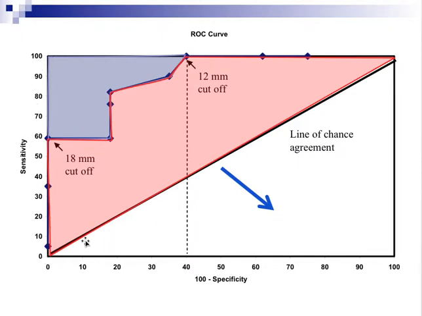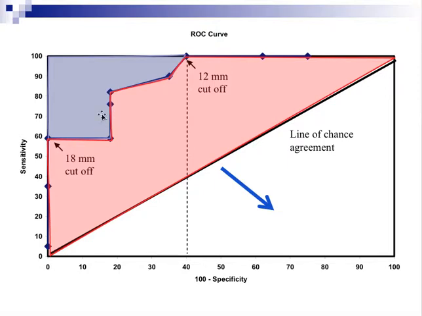Now, we also know that a diagonal across here is by chance, and basically flipping a coin will give you 50% of the test correct. So all of this space is really the value of the test in terms of chance, and then this red area is the additional amount of improved information that the test gives you, and this blue space here is all the false negatives and false positives. So it's a graphical way of looking at an exam and how much it improved your clinical decision making.